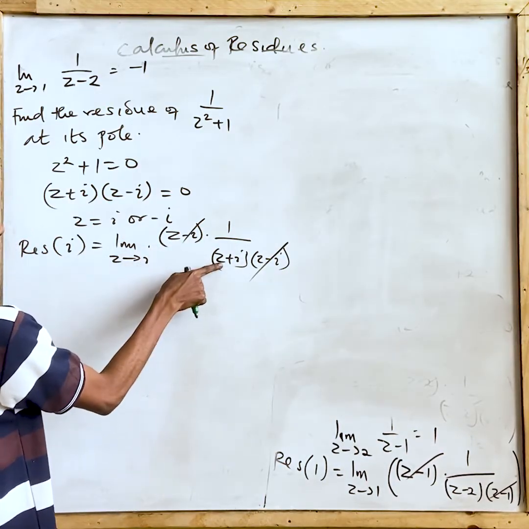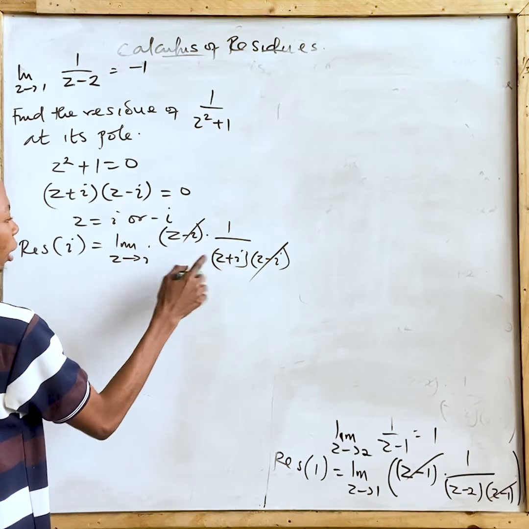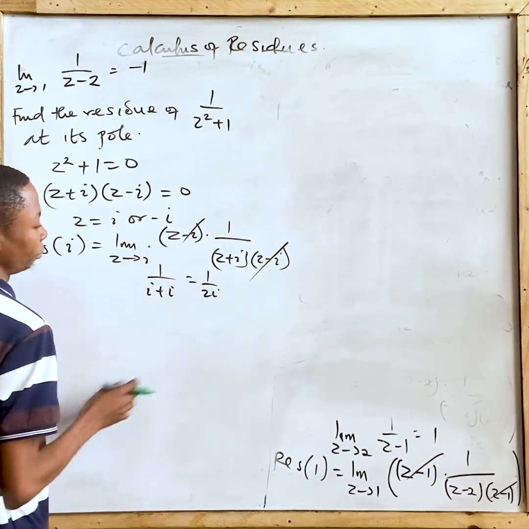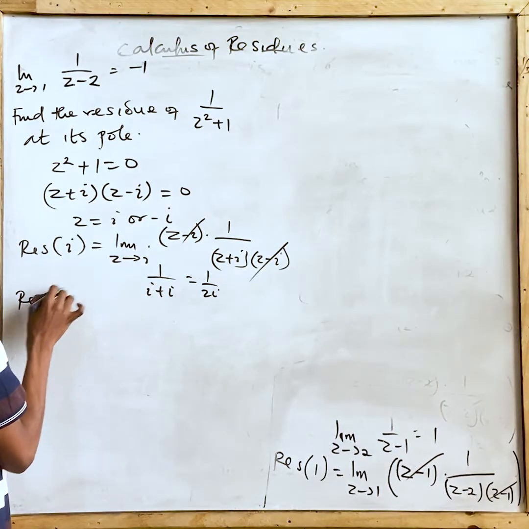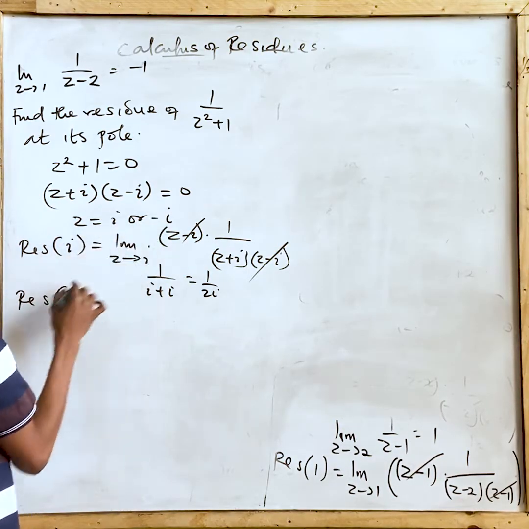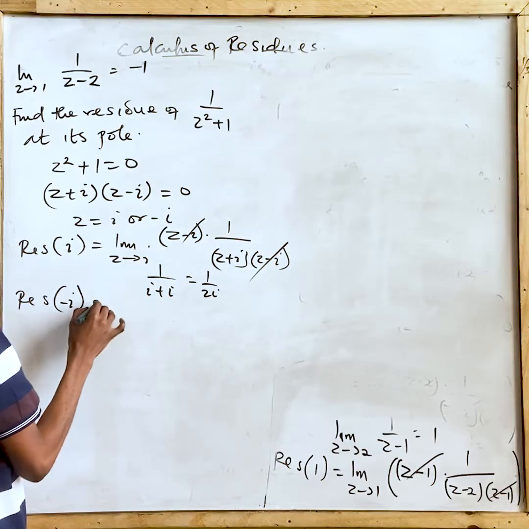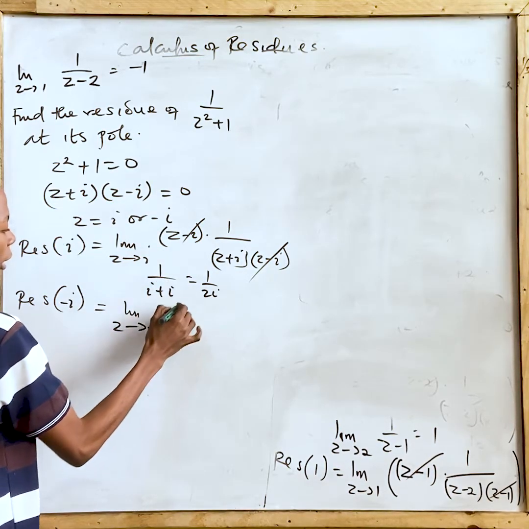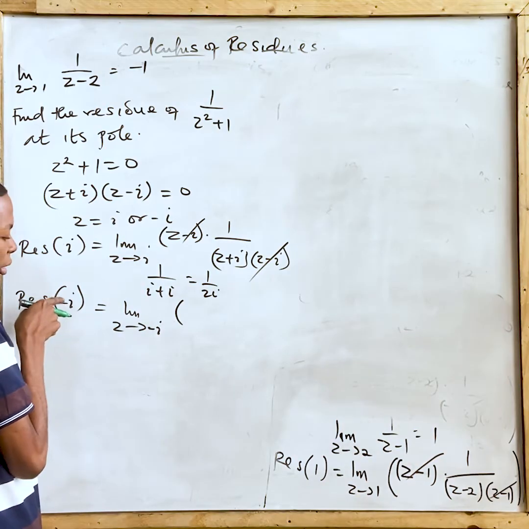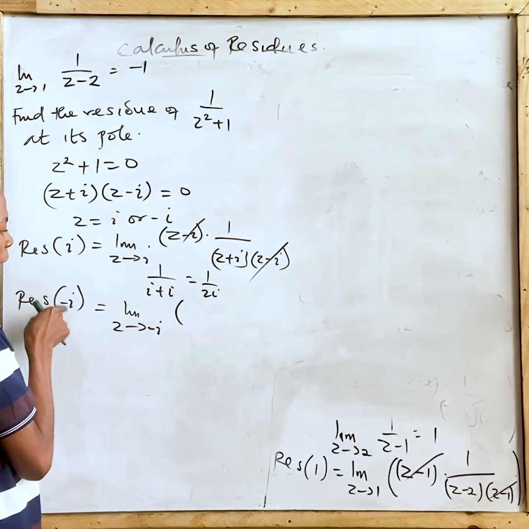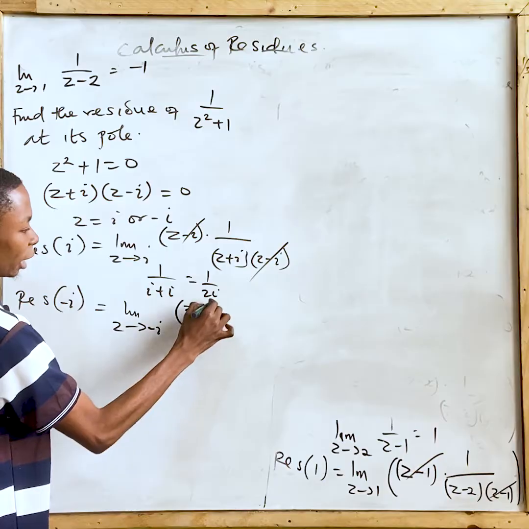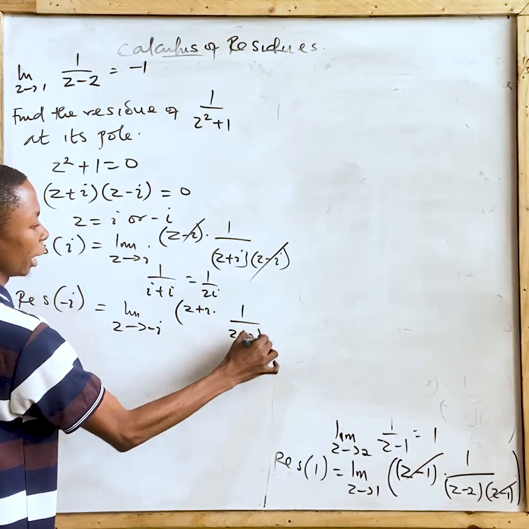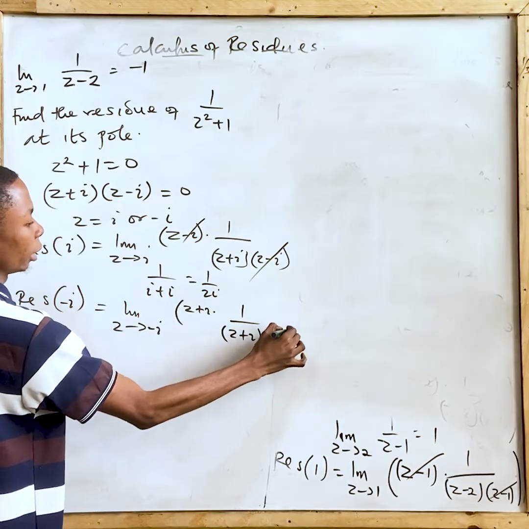We are putting the limit as z approaches i. That's 1 over i plus i, 1 over 2i. Then the residue at the other pole, z equals minus i. That will be the limit as z approaches minus i of z minus minus i, which is z plus i, times f of z, 1 over z plus i, z minus i.